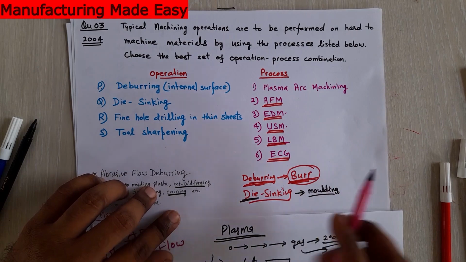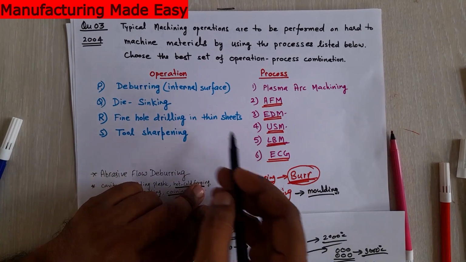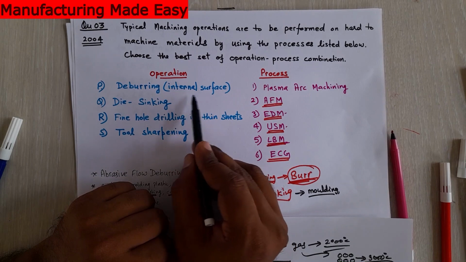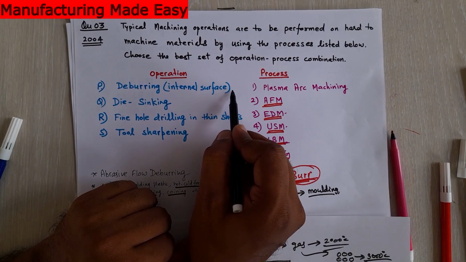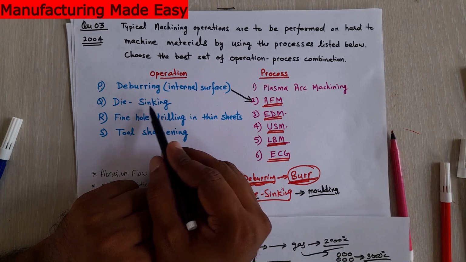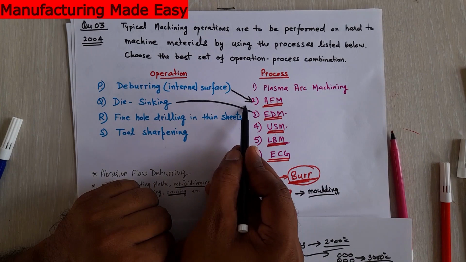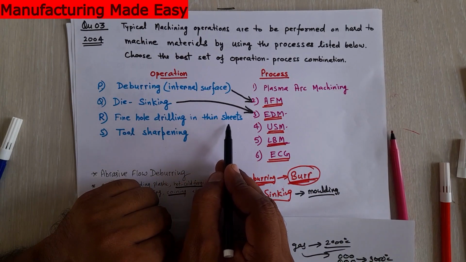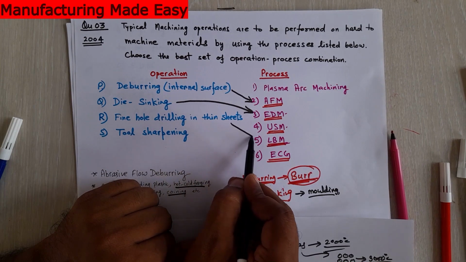Now we will match the correct operation with the process. Deburring is the process to remove burrs, and as I have explained, we use abrasive flow machining for this. Second, die sinking. Die sinking is to produce a cavity, and it is performed with electric discharge machining, EDM. Third is fine hole drilling in thin sheets. For thin sheets we generally use laser beam machining.